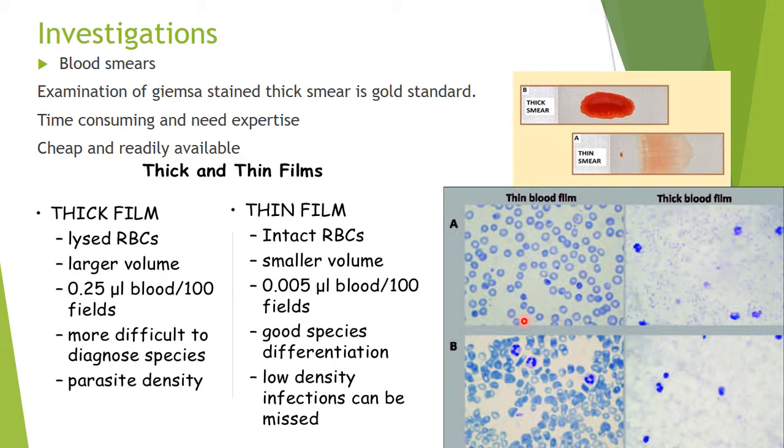The difference between thick and thin blood films or blood smear is that in thick film there is lysed RBCs. In thin film there is intact RBC. In thick film we need larger volume of blood. In thin film we need a smaller volume of blood. And in thick film there is 0.25 microliter blood per 100 fields. In thin film there is 0.005 microliter blood per 100 fields.